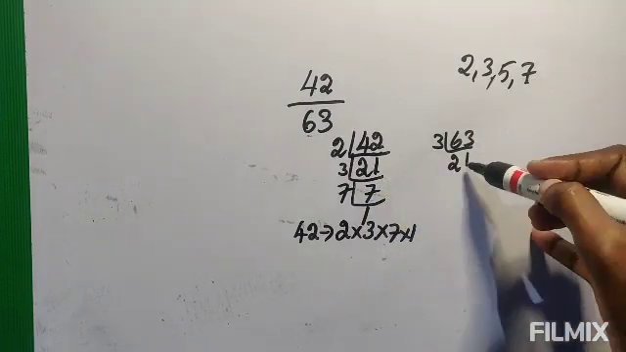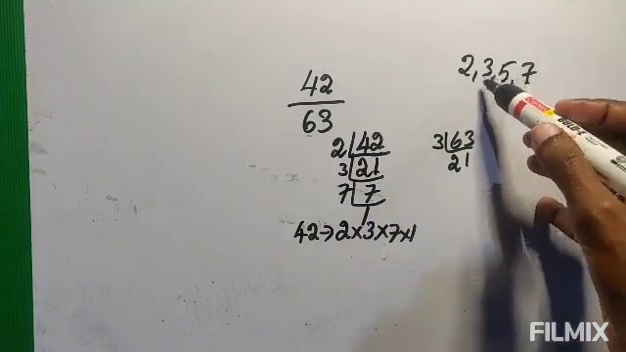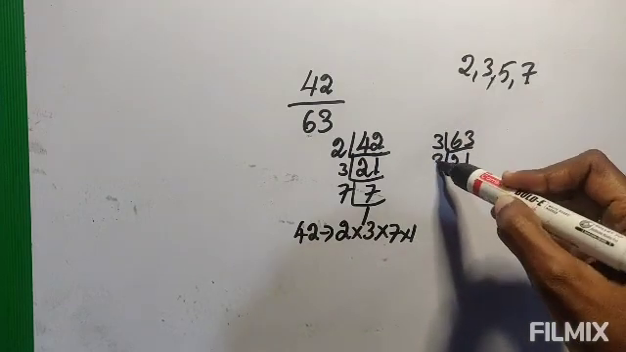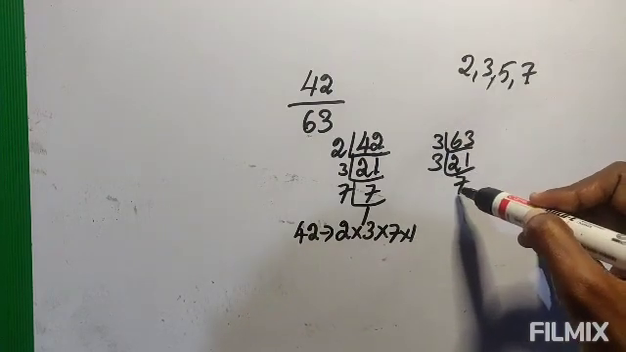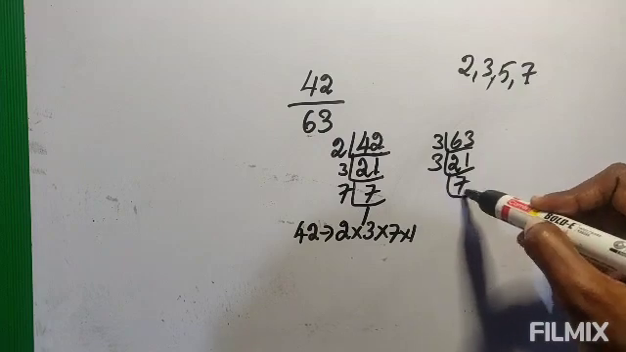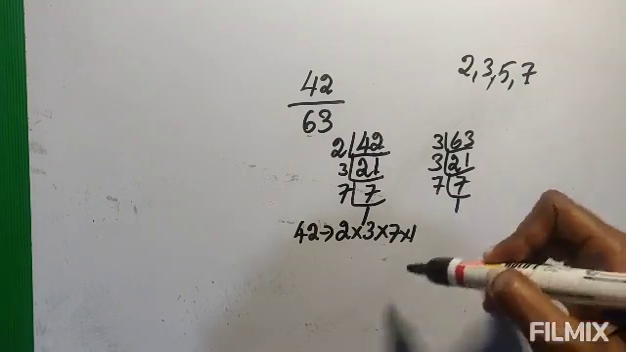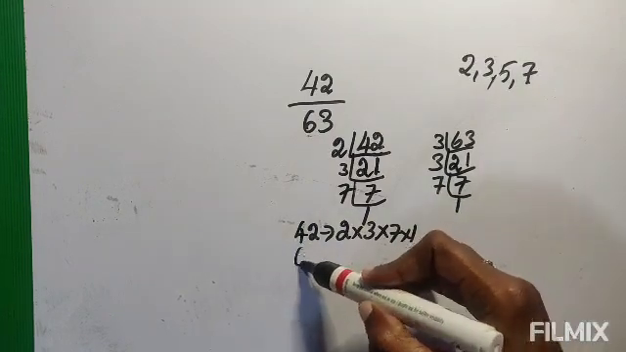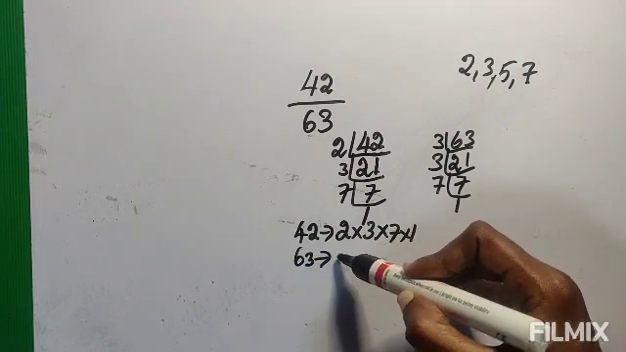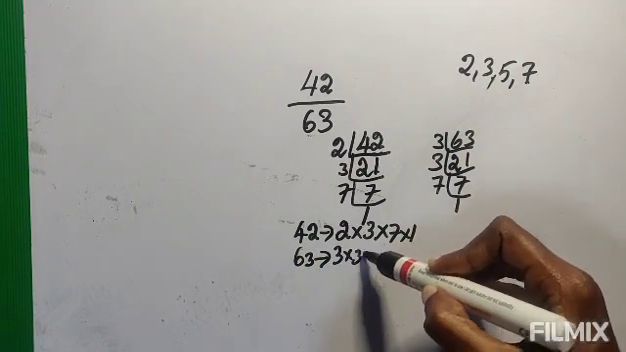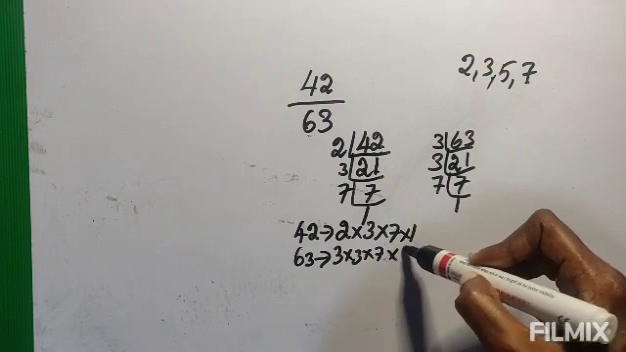Now 21. We have already done how to do it. Same way, 21 is an odd number, only an odd number can divide. So we will again divide by 3. So this will be 7. 7 is a prime number, only 7 can divide. So 1. So the prime factors of 63 are 3 into 3 into 7 into 1.